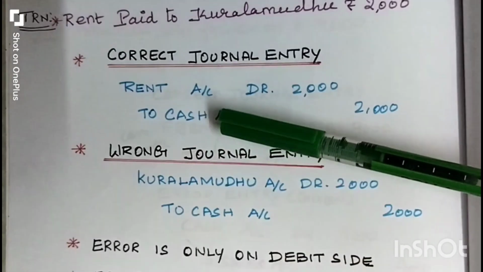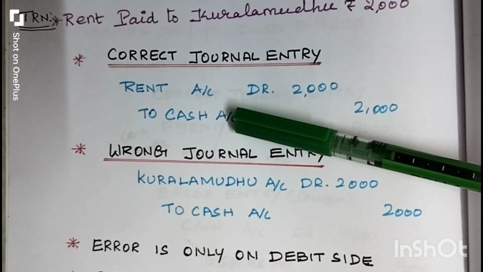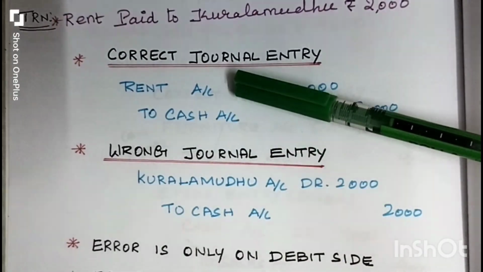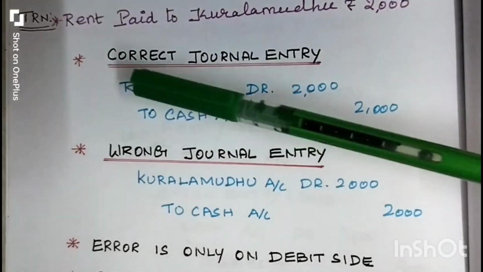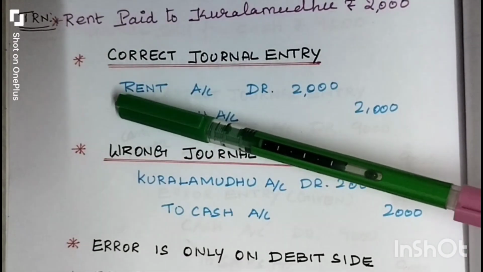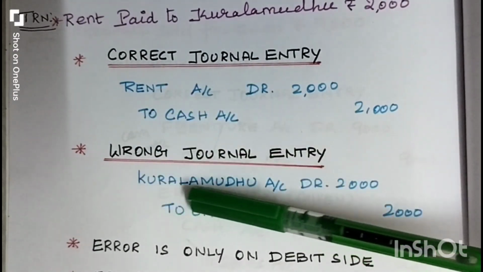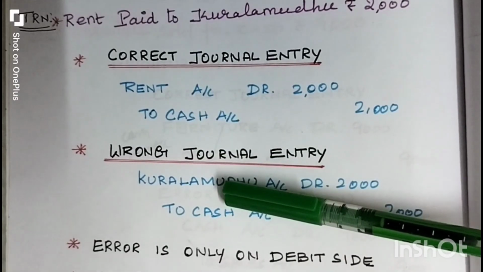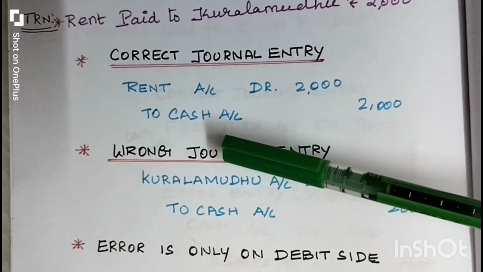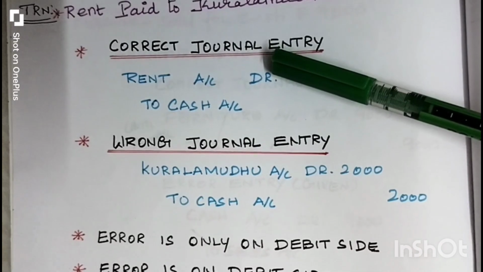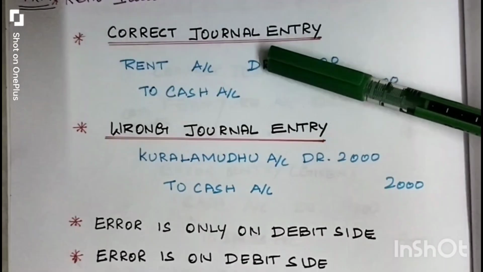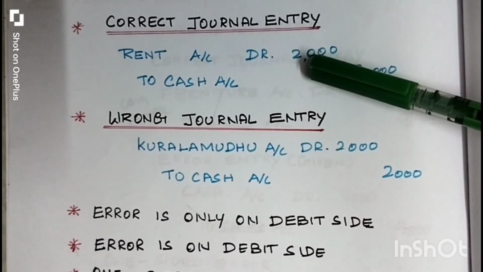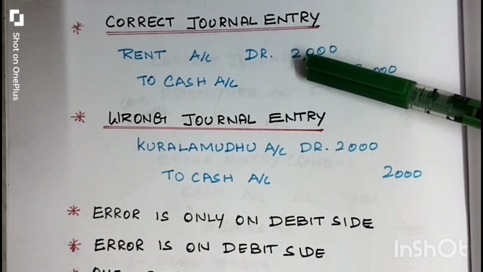The credit side has no error. Okay, let's take the debit side. On the debit side we have different accounts: the rent account and the Kuralamudu account. So we have different accounts only, and we can say the debit side has the error. So the error is only on the debit side. Which account is in error?